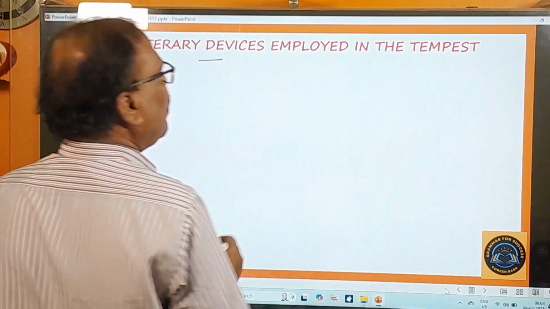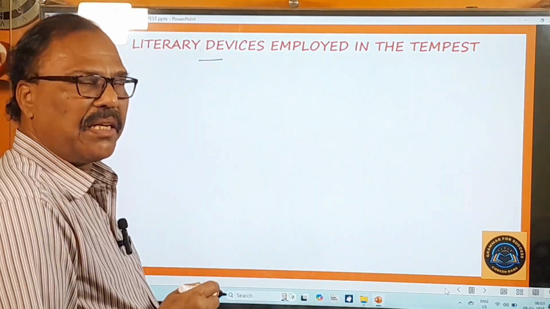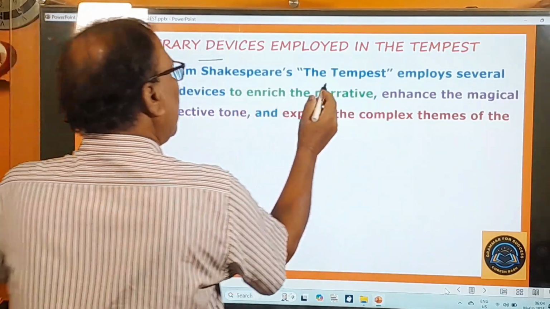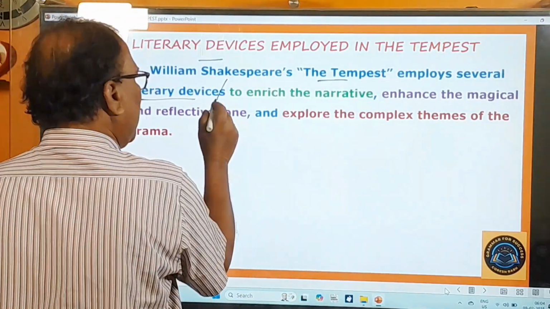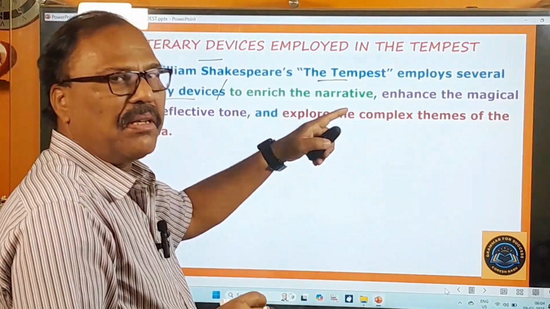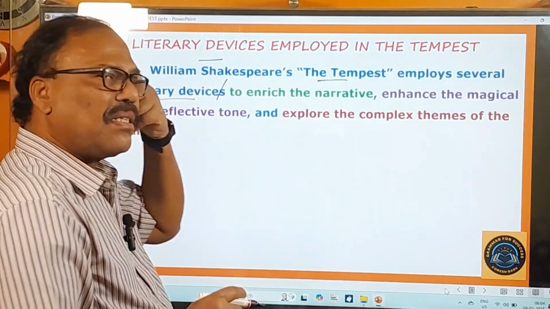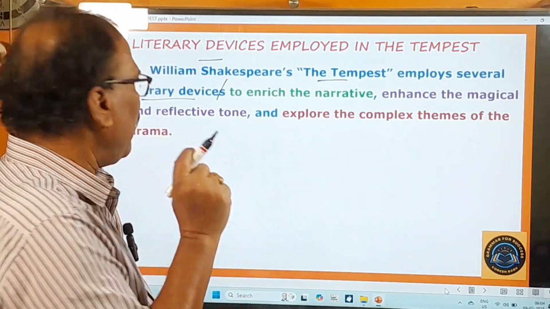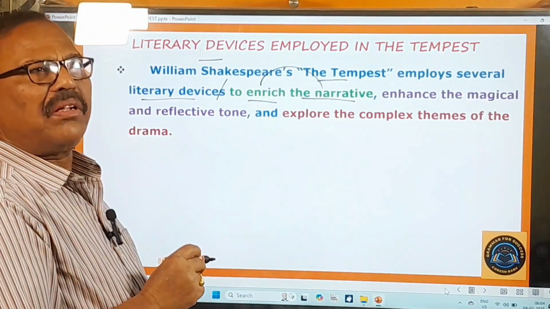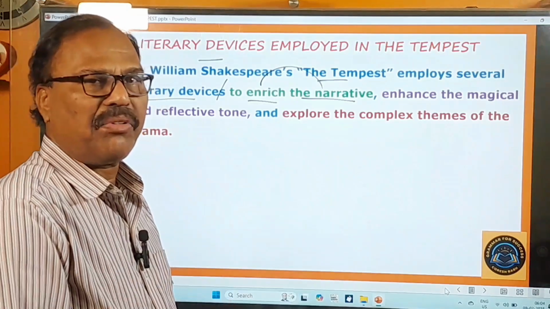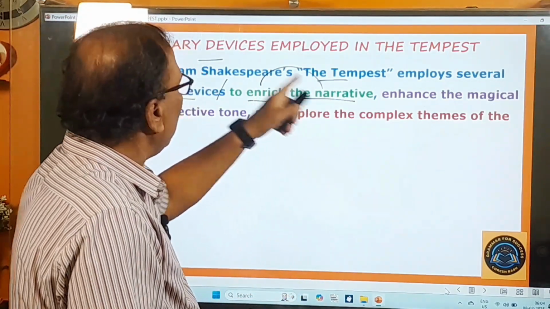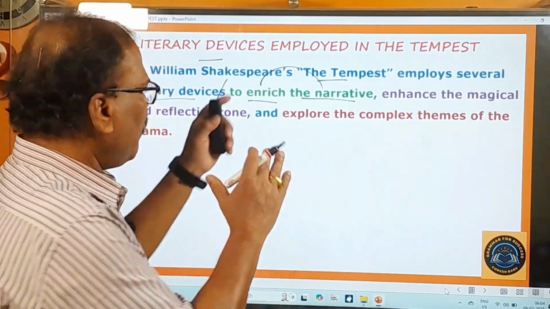Literary devices employed in the play The Tempest, written by William Shakespeare. Some introduction is given here. William Shakespeare's The Tempest employs several literary devices. That means several, meaning many, literary devices have been employed. Why? In order to enrich the narrative. Enrich means to decorate the narrative. Narrative means story. So, in order to beautify the story, several literary devices have been used. That first point is over.